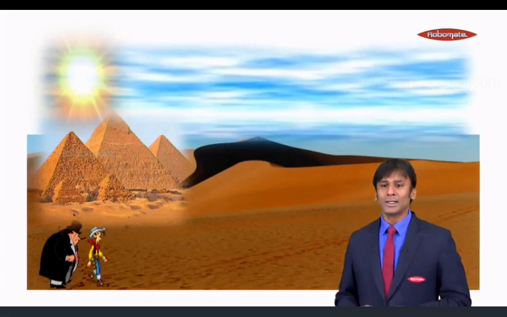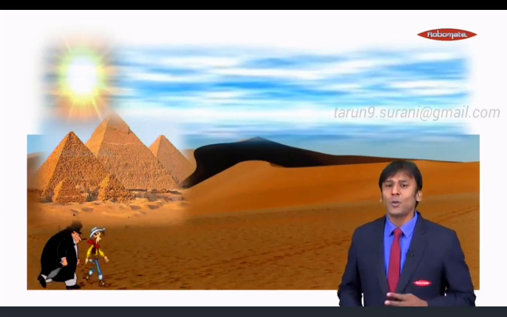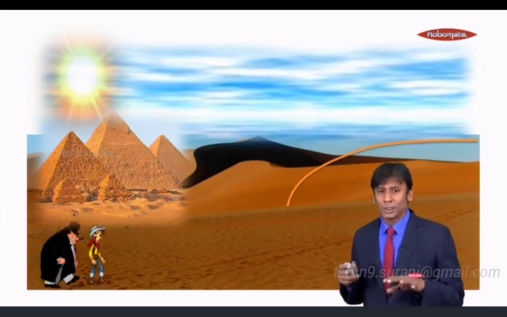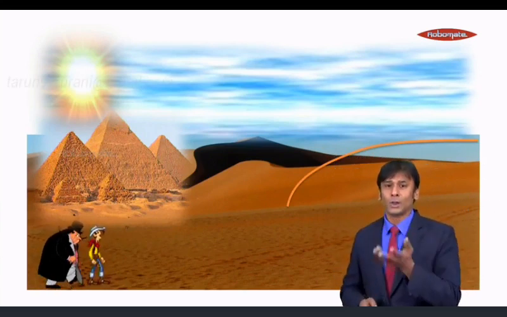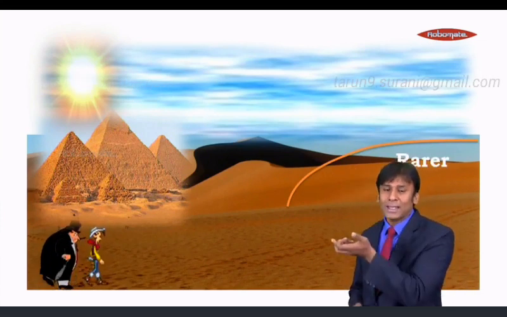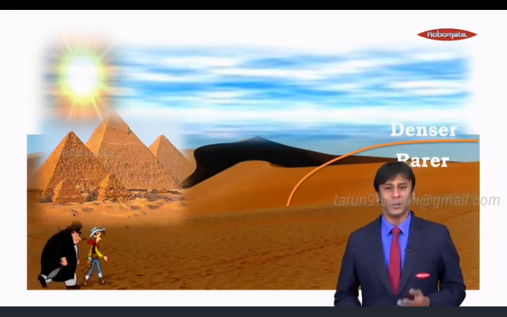Now students, let us say these are travelers. These travelers are traveling in a desert. Now when they are traveling in the desert, what exactly happens? Deserts are hot. So as they are hot, the air above the desert also gets heated. When the air gets heated, it rises up. And when this air rises up, a rarer medium is created below, and above it a denser medium is created.